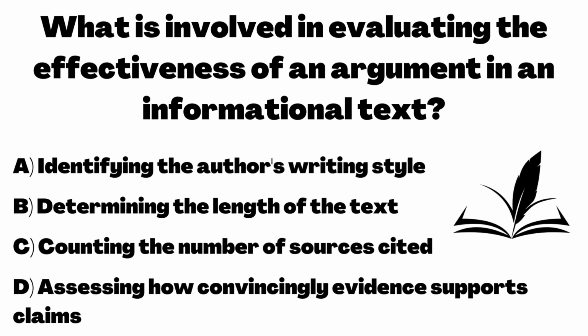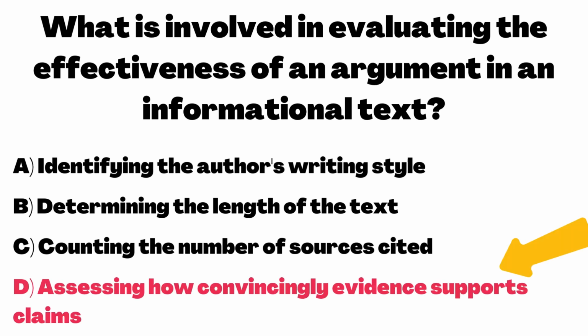What is involved in evaluating the effectiveness of an argument in an informational text? A. Identifying the author's writing style. B. Determining the length of the text. C. Counting the number of sources cited. D. Assessing how convincingly evidence supports claims. The correct response is D. Assessing how convincingly evidence supports claims.